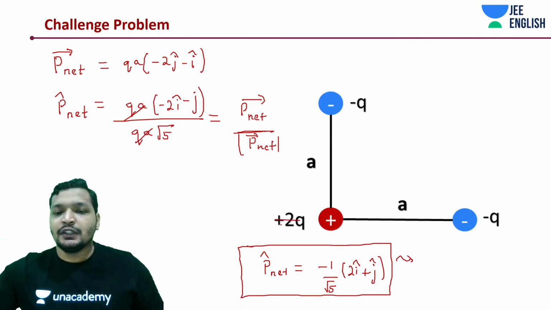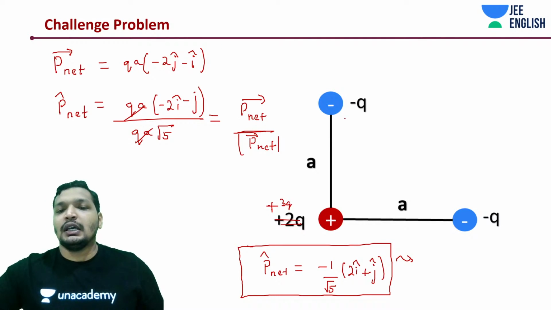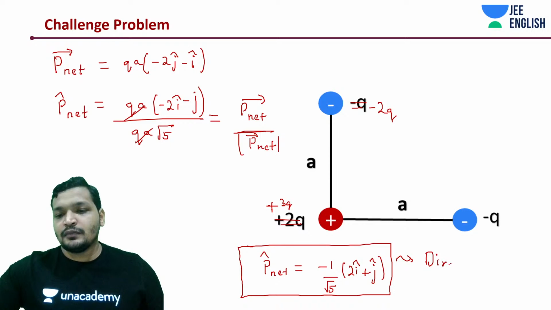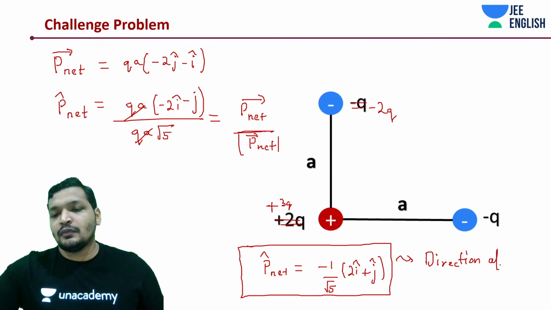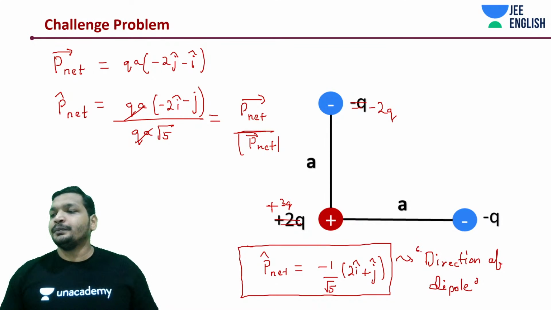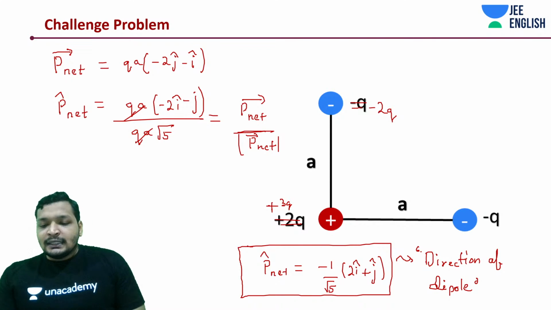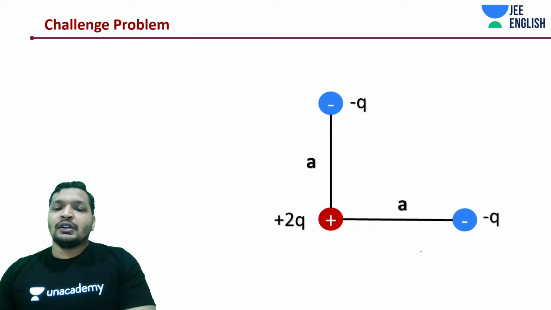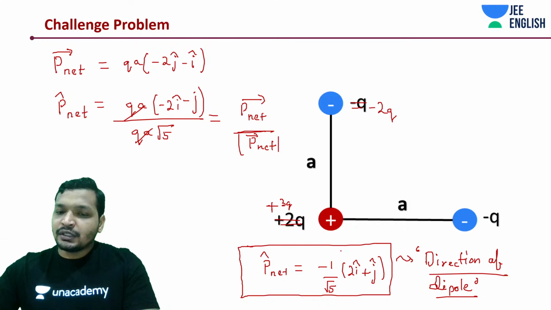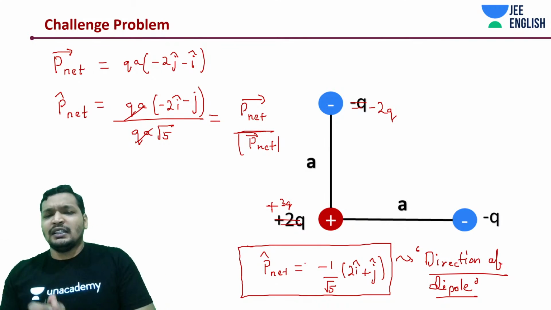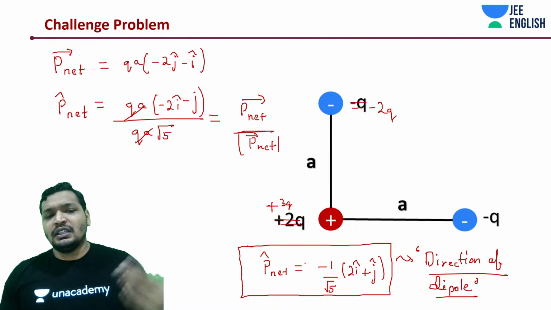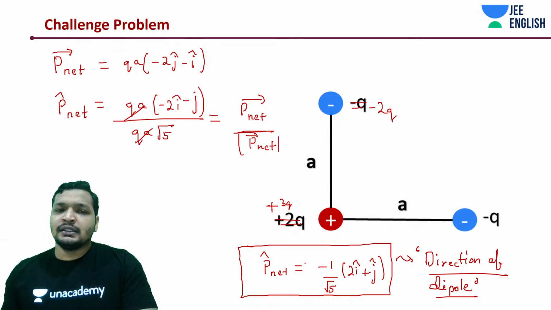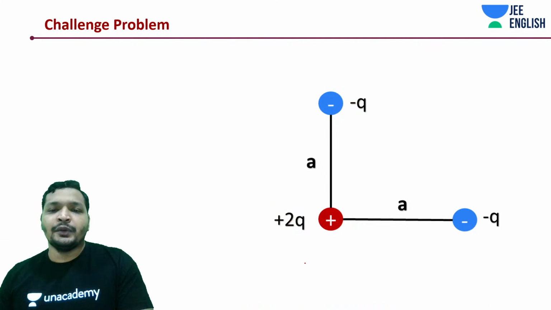This is the direction of our dipole, if this was plus 3q and this was minus 2q. Easy. That is it, all right, guys. So no question is asked around that, but this is how you assess the direction of dipoles. First of all, calculate the net dipole moment, and then you know how to work around finding the unit vector and the direction.